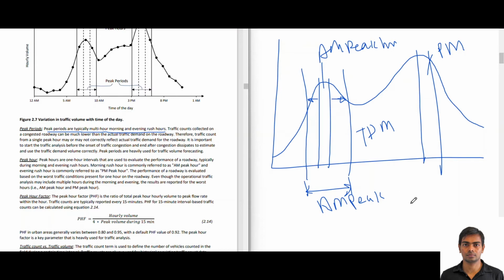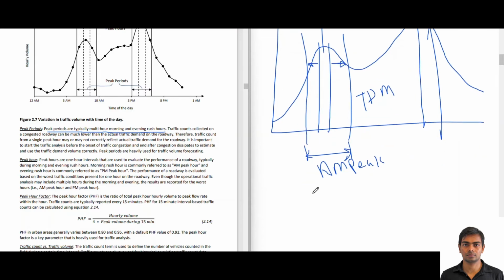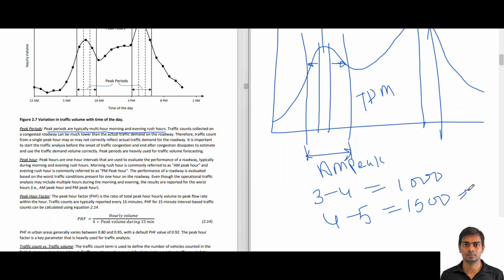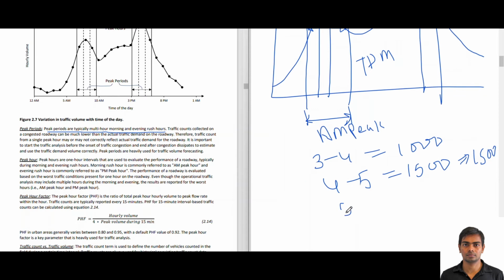So let's say during 3 to 4 p.m. there were 1000 vehicles, and 4 to 5 p.m. let's say there were 1500 vehicles, and let's say the capacity of the roadway is around 1500, and then let's say between 5 to 6 p.m. the observed traffic is around 700 vehicles.